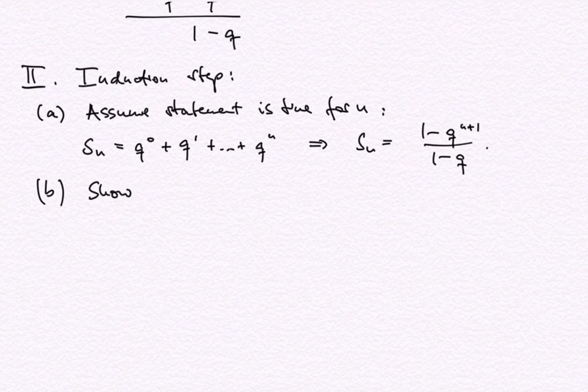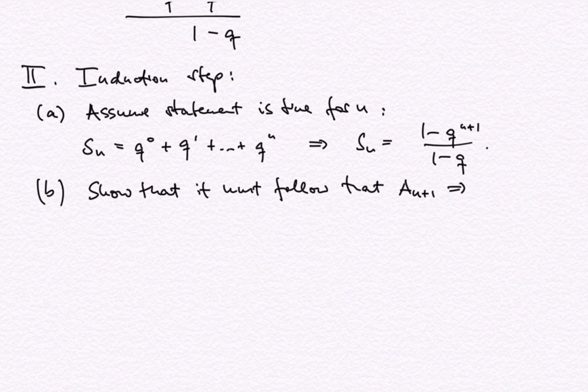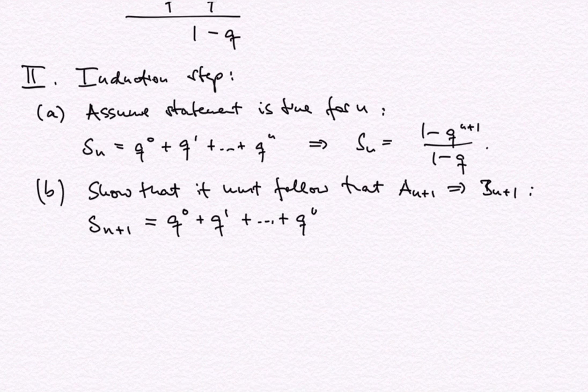So now show that it must follow that An plus 1 implies Bn plus 1. So what would that mean? An plus 1 is the statement that Sn plus 1 is given by q naught plus q to the 1 plus and so on plus q to the n plus 1. And now I need to show that it follows Bn plus 1, that Sn plus 1 is equal to 1 minus q to the n plus 2 divided by 1 minus q. How do I show this?